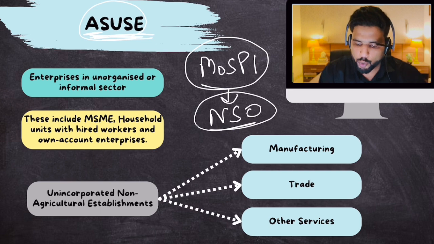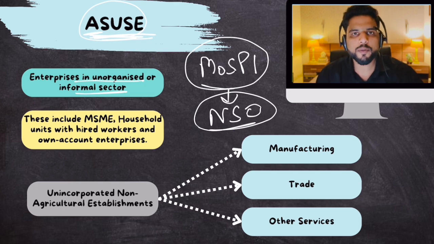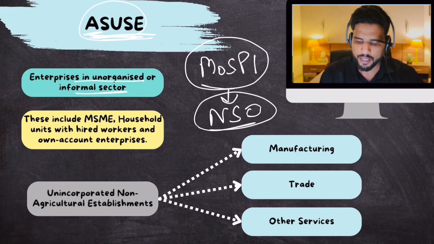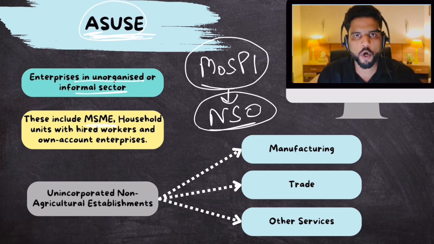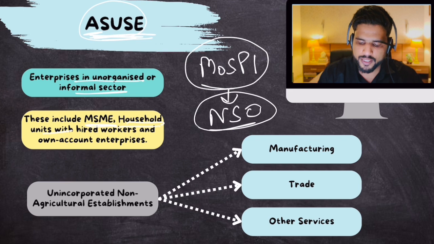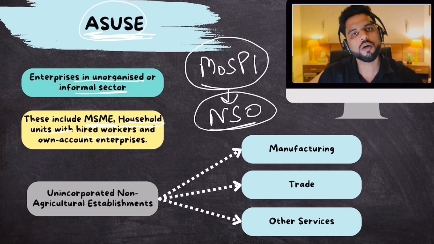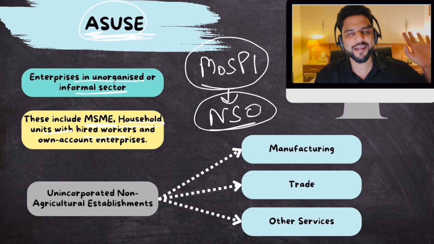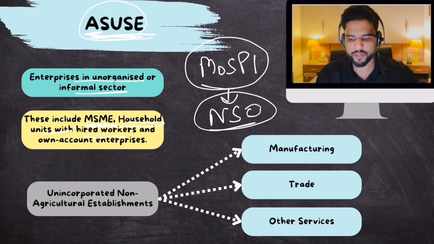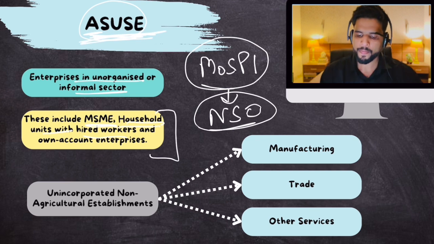Now, ASUS is for enterprises in the unorganized or informal sector. What type of enterprises are there in the unorganized or informal sector? Well, these include MSMEs, micro, small and medium enterprises, and household units. Some people open their factories in their own households and they're not registered, so they are also part of informal economy. Household units either can have hired workers or own enterprises, where you are the only worker in your own household unit, or your family member. All these are included in the informal sector or unincorporated enterprises.